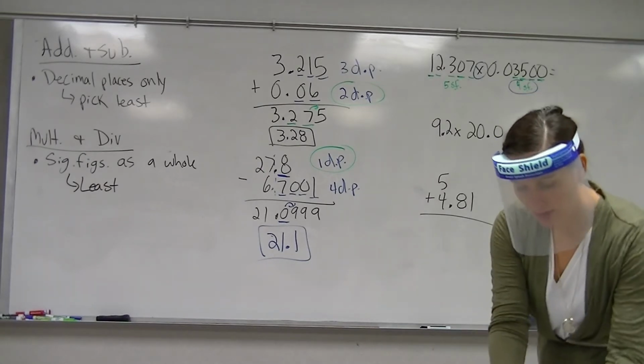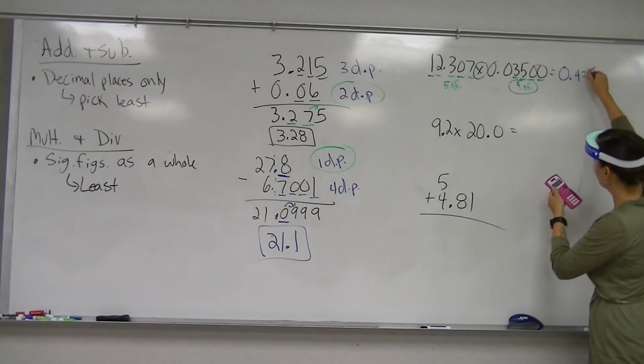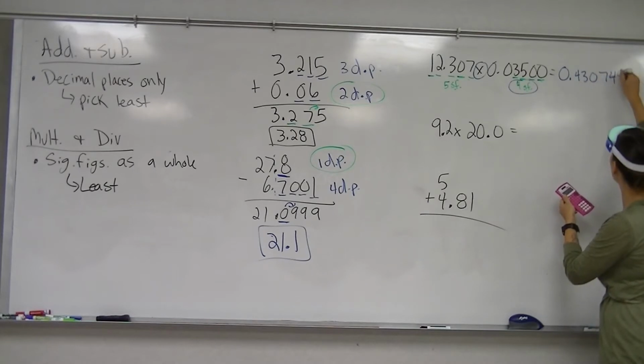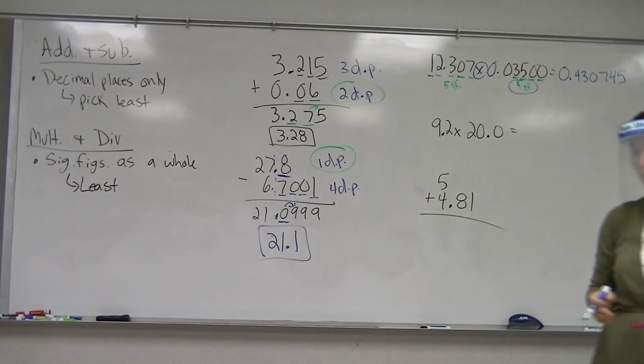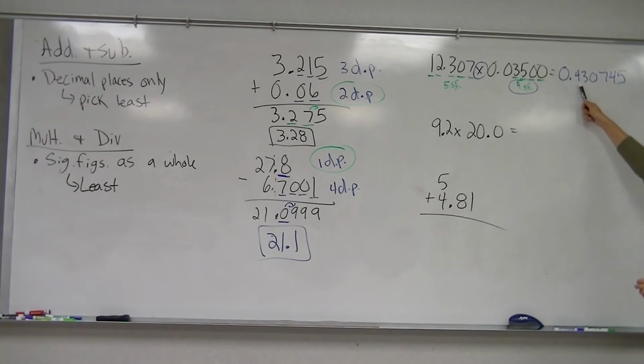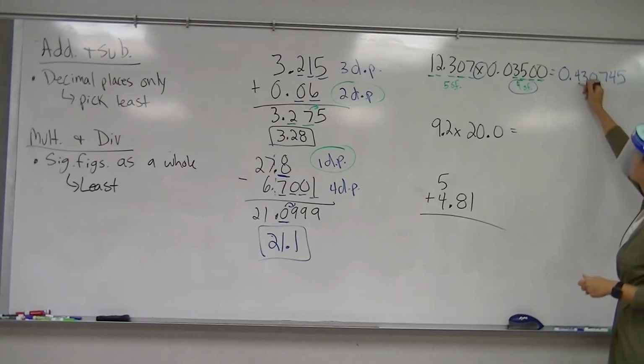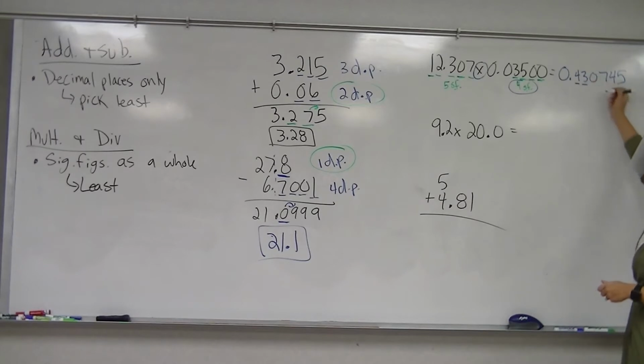When I did it on my calculator, what my calculator gave me was 0.4307445. Okay, so we don't want to use all those numbers, we just want 4. So you start counting when you hit your first non-zero number and then go 4 out from there. So I'm going to start counting at the 4. The 4 counts, that's 1. The 3 counts, that's 2. 0 is 3, 7 is 4. So these are going to be my 4 significant figures.